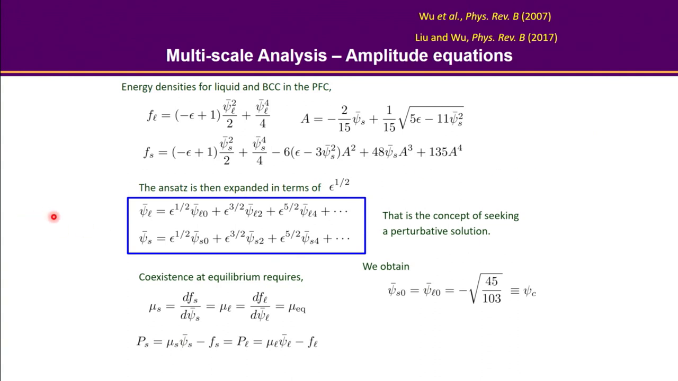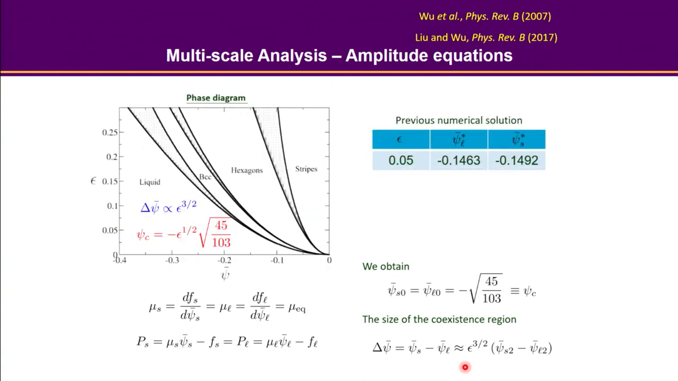You can keep working out other things, but it's not worth it to get those coefficients. But the relation for the density gap of the solid-liquid coexistence, you know from the analysis, is going to be proportional to epsilon to the 3/2 power. As I just showed in the phase diagram, here is the numerical solution we got yesterday. And this perturbation solution, if you plug in, is negative square root of 45 over 103 times epsilon, taken to be 0.05. Doing the calculation, it predicts the coexistence density is about minus 14.78. It's in between, but you know the gap will open at the order of epsilon to the 3/2 power.